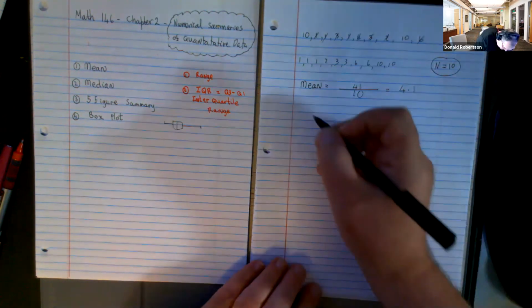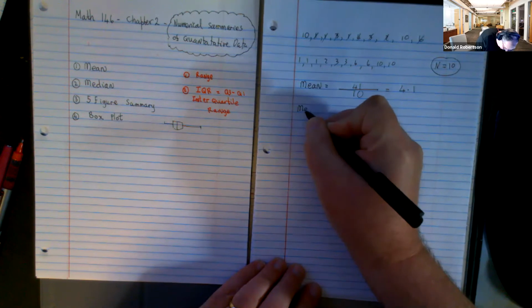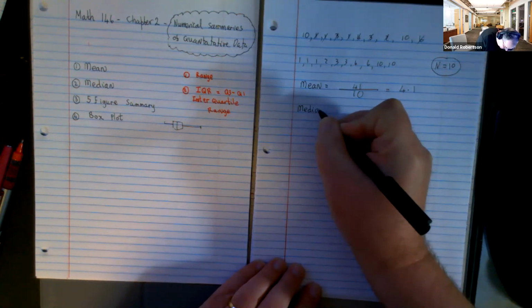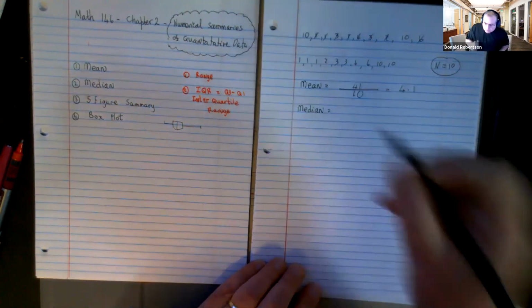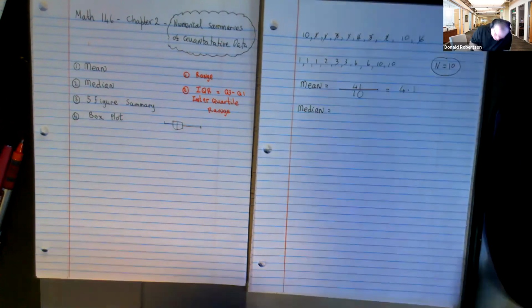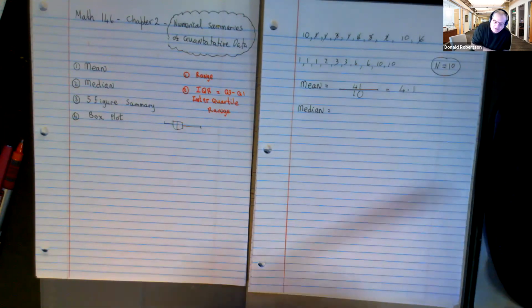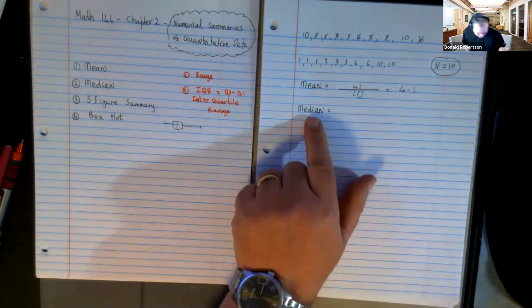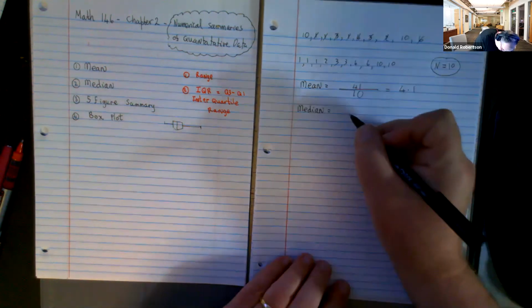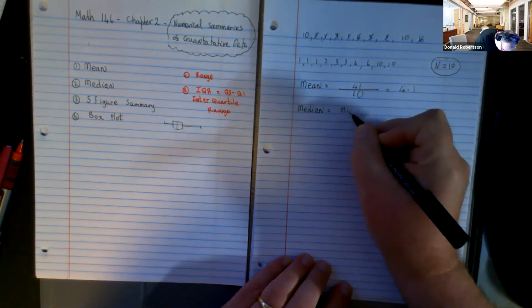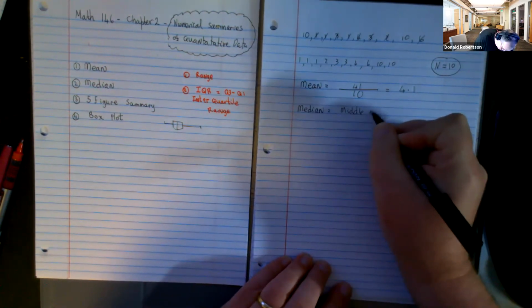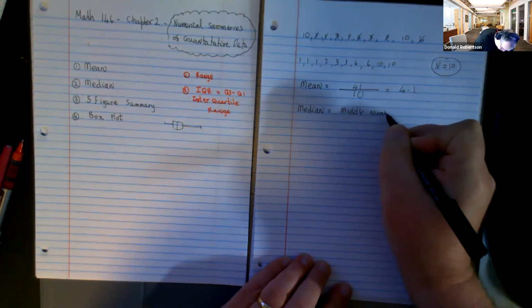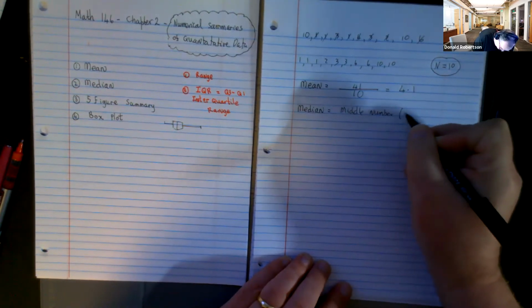Now, the next one is called the median. I don't know your experience of statistics, because some of you might have heard all of these terms, and some of you might only have heard one or two of them. The median, if you put it in English, is the middle number when the data is in order.